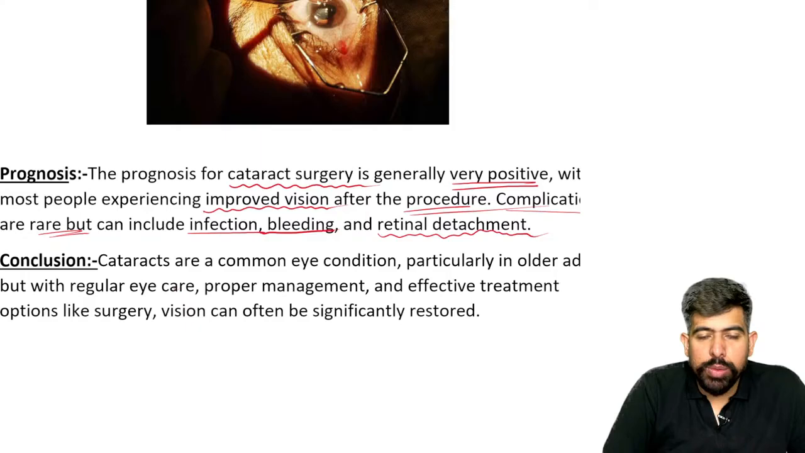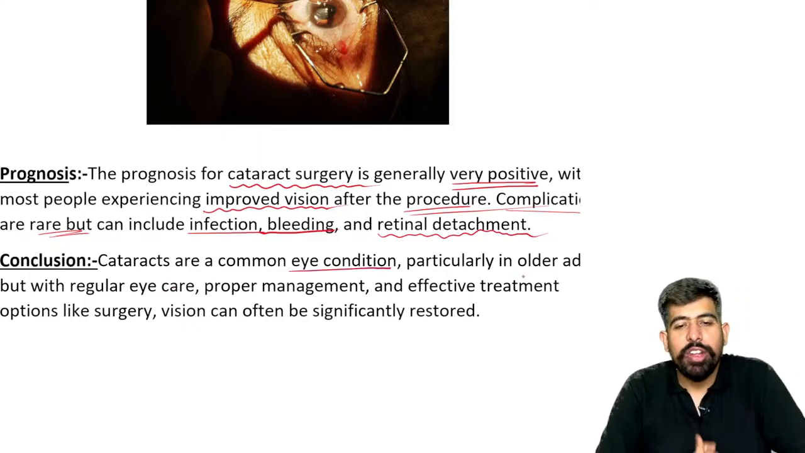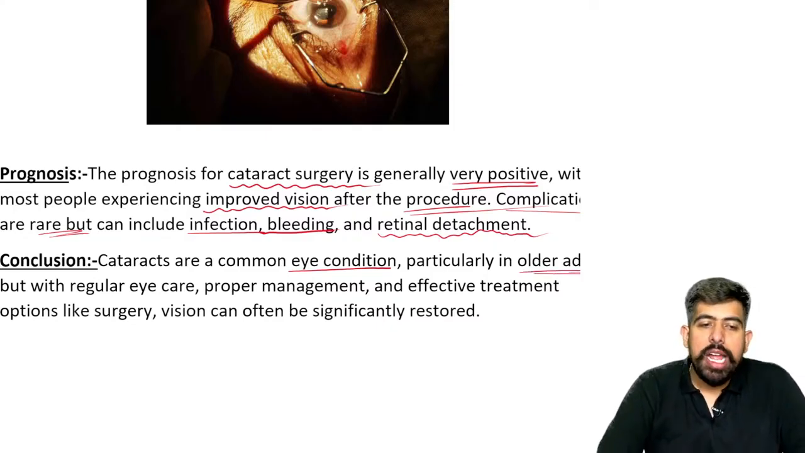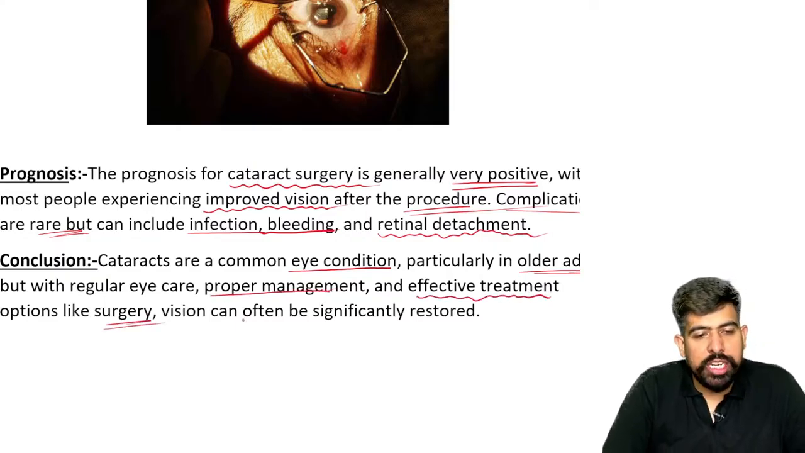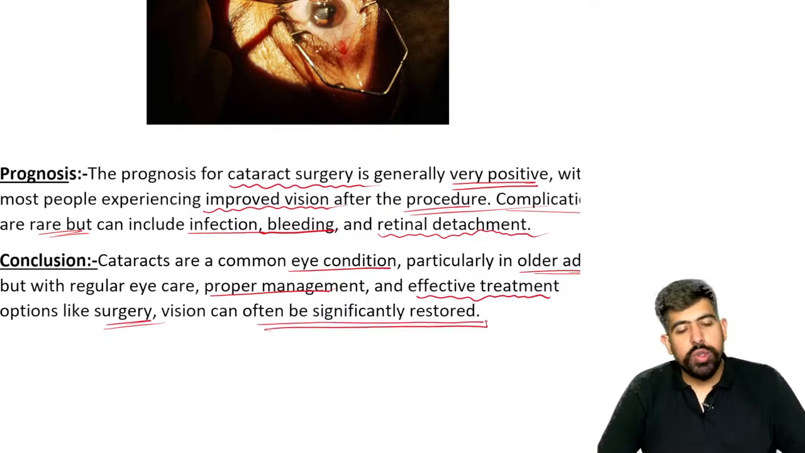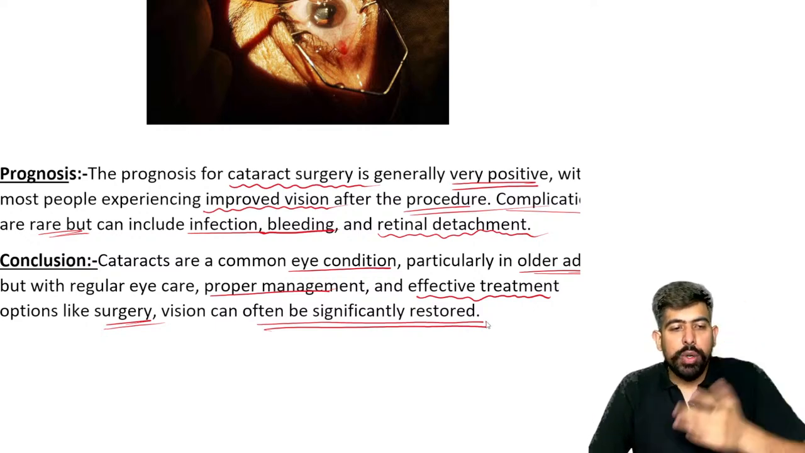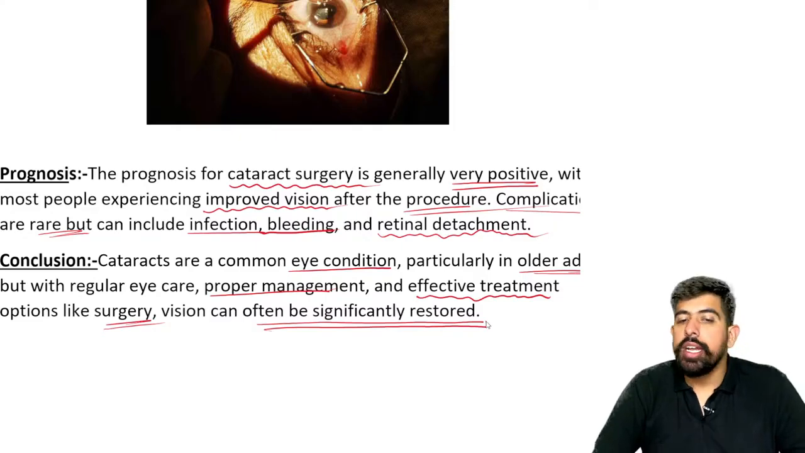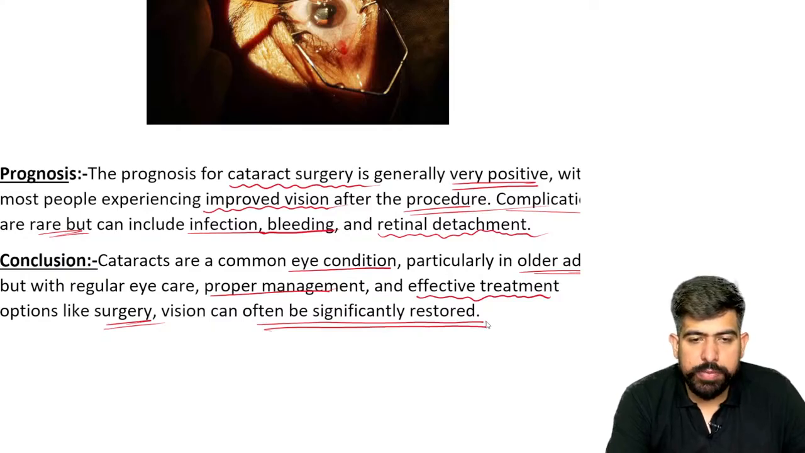Also, what is the conclusion? We are coming to the conclusion that cataract is a common eye condition, particularly in older adults, and needs regular eye care. But with regular eye care, proper management, and effective treatment like surgery, the vision can be significantly restored. It is not that if there is blurring of vision or vision loss due to cataract, we cannot restore it. We can easily restore this vision. Understood?